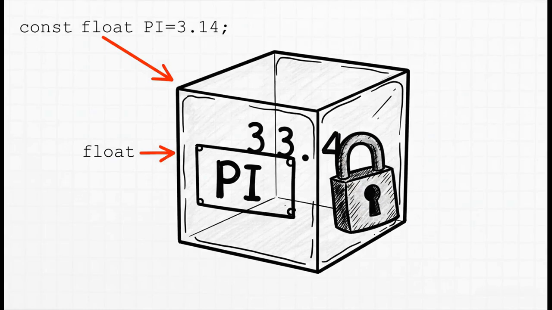And aha, this brings us right back to where we started. Remember that line from our code? const float pi equals 3.14, that is exactly what we were doing. We were creating a sealed box, naming it pi, putting the decimal number 3.14 inside, and telling the computer that this value can never, ever be changed.